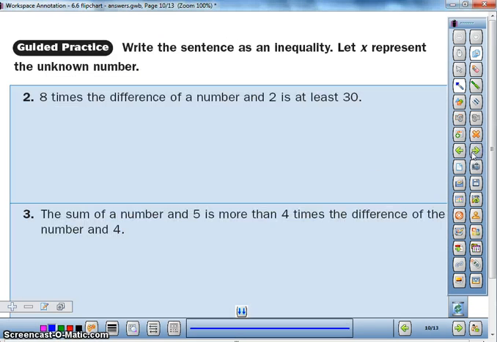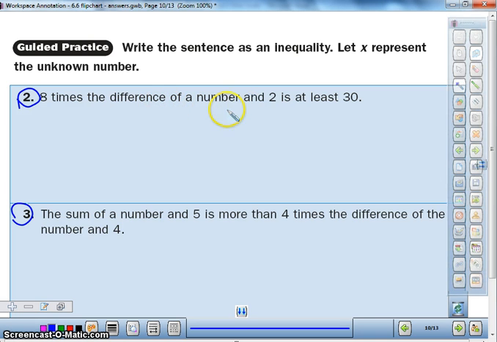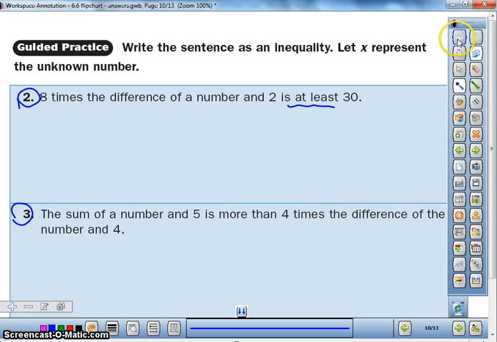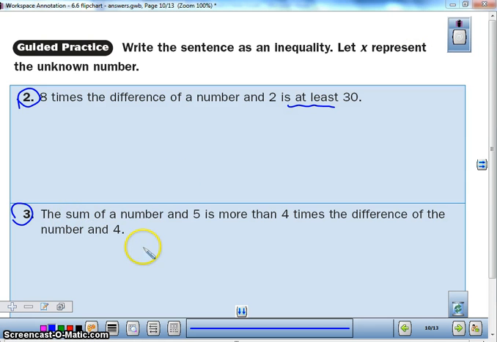Now, what I want you to do is in your side margin, or right below question number 1 and 2, I would like you to do question number 2 and question number 3. 8 times the difference of a number and 2 is at least 30. And this next one, the sum of a number and 5 is more than 5 times the difference of the number and 4.